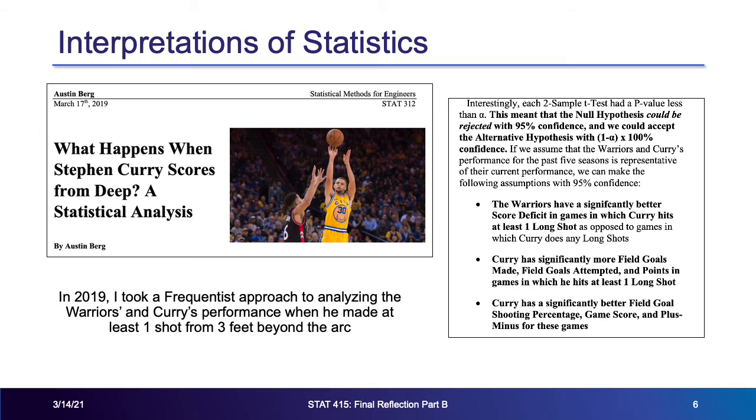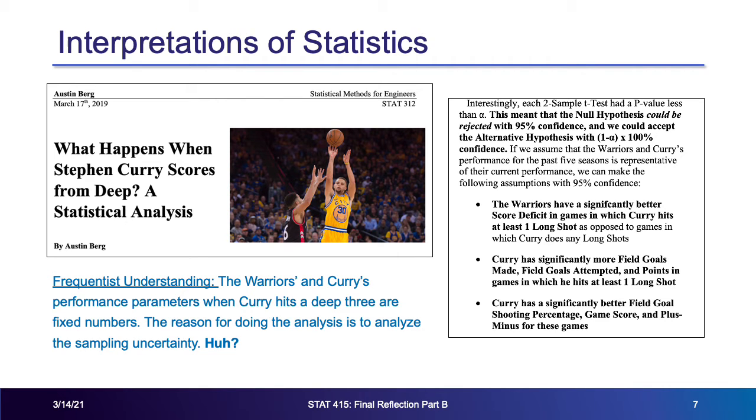I'll use a project that I did in my statistical methods for engineers class, which used frequentist statistics, to talk about the differences. Basically, in 2019, I think this was my sophomore year, I took a frequentist approach to analyzing the Golden State Warriors and Curry's performance when he made at least one shot from 3 feet beyond the arc. So a pretty long shot. It turns out that the Warriors and Curry play significantly better when he makes at least one shot from deep.